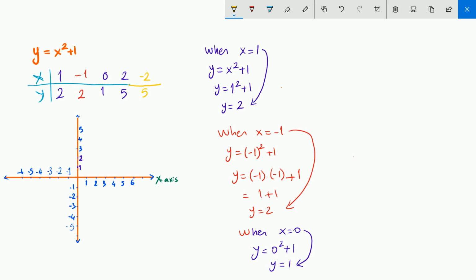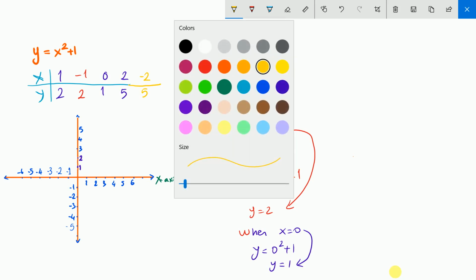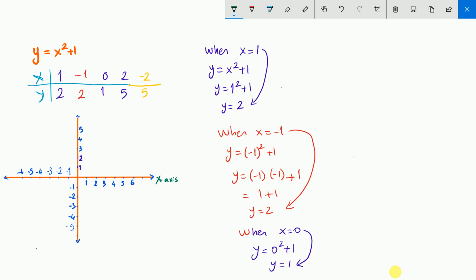So we found 5 points, which is 1 and 2, first point. Let me circle around it to show you clearly. Minus 1 and 2 is the second point. 0 and 1 is the third point. 2 and 5 is the fourth point. Negative 2 and 5 is the fifth point.